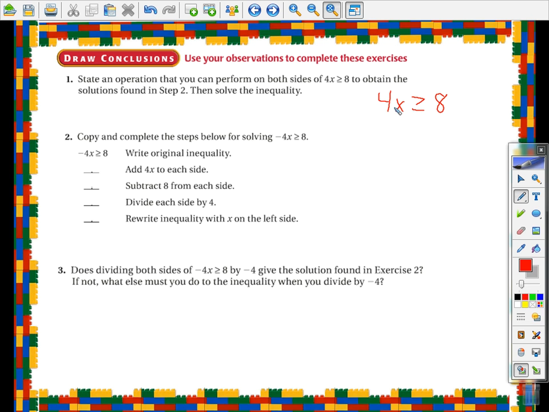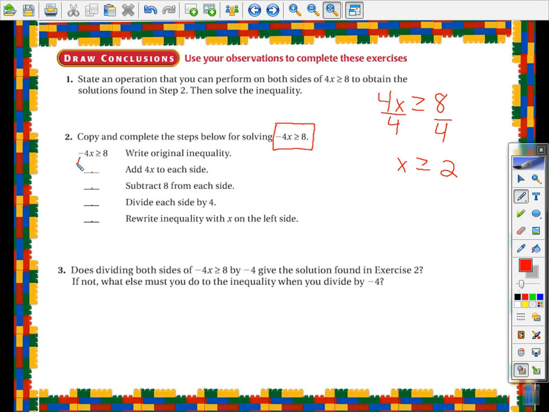To undo the operation of multiplying by 4, I would divide both sides by 4. Leaving me with 1x, or just x, greater than or equal to 2. If solving the inequality involves multiplying or dividing by a negative, there is going to be an important rule we need to notice. So let's go about this a little differently to figure out why the rule takes place.